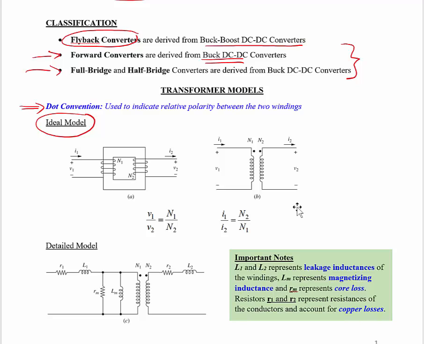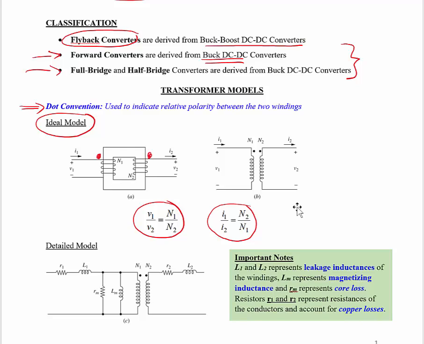So the general transformer convention: as current enters into the dotted terminal of a transformer on the primary side, we expect current to leave the dotted terminal of the transformer on the secondary side, for the positive relationship of the voltage and also for the positive relationship of the current. Now, if this relationship changes in terms of the way current is entering and leaving the dotted terminal, then these relationships are going to be maintained, but a negative is going to be introduced.